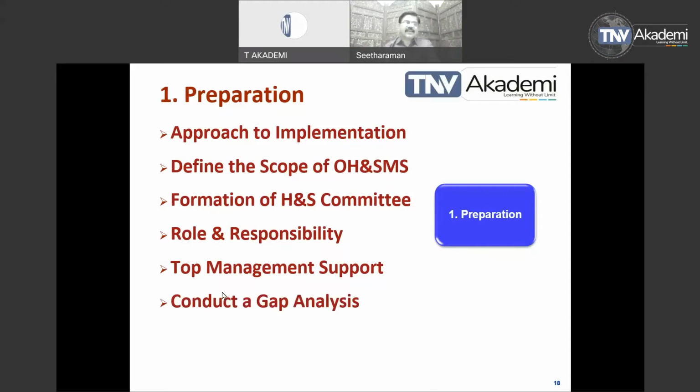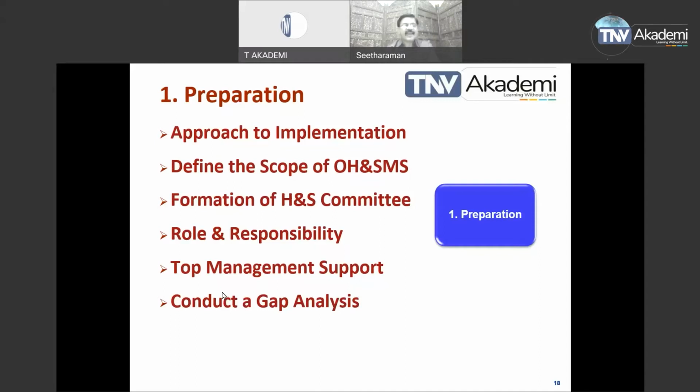And then we have to conduct a gap analysis. The gap analysis, basically, you may have some kind of systems in place. No factory will have no safety system. It's not like that. So there will be some systems already in place, some documentation. Now we have to take the ISO 45001 requirement and assess against what is the availability and what is the requirement.